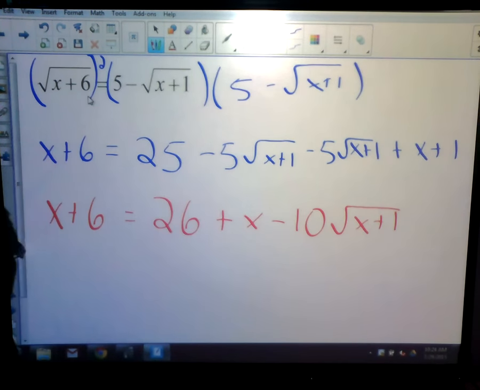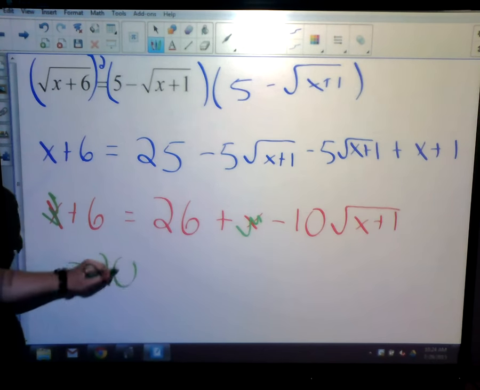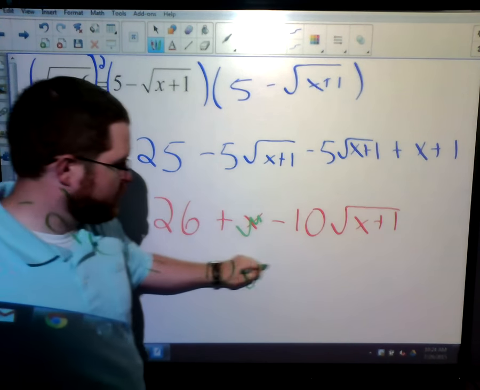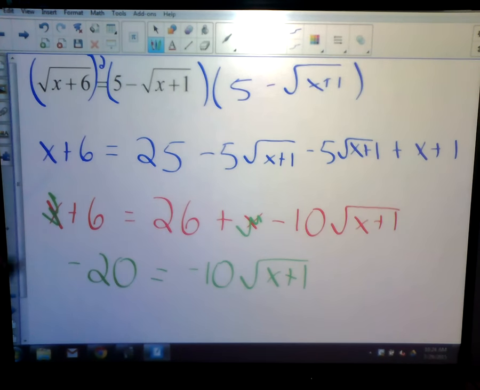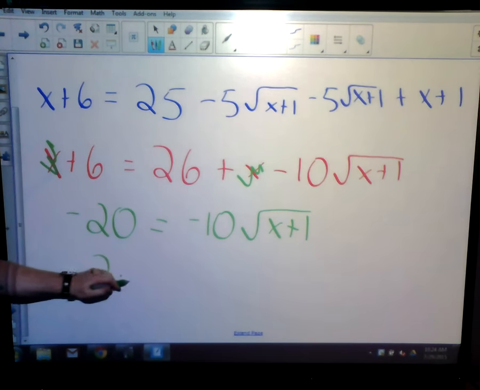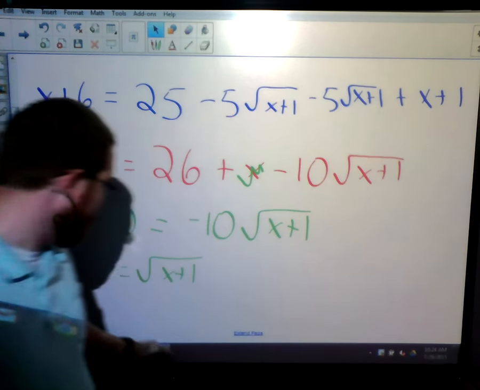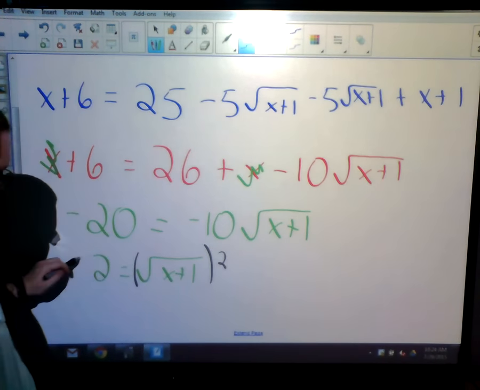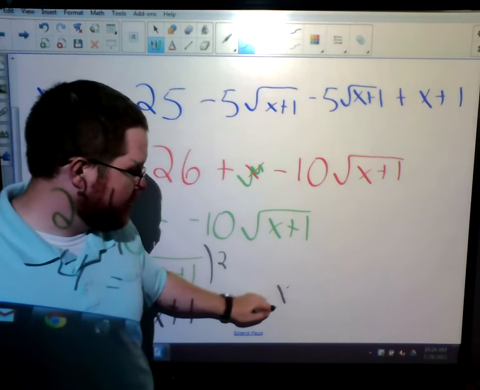Let's move some things around. The x's will cancel out. Move this over, I get negative 20 equals negative 10 square root of x plus 1. Divide by negative 10, I get 2 equals square root of x plus 1. Square both sides. I get 4 equals x plus 1. So I get x equals 3.